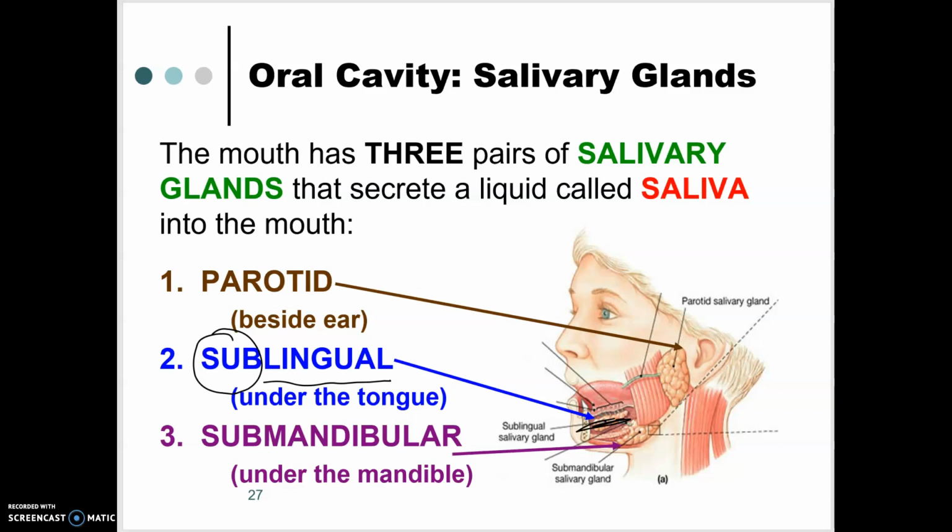Now, the next word down here, submandibular, again, mandible is the bottom jaw. Sub means underneath, so our submandibular salivary gland is going to be right here. Now, the parotid, of course, doesn't have a descriptor on it, so we just need to remember where that is. And the parotid one is going to be right in front of or beside the ear. So those are the 3 pairs of salivary glands we have in our mouth.